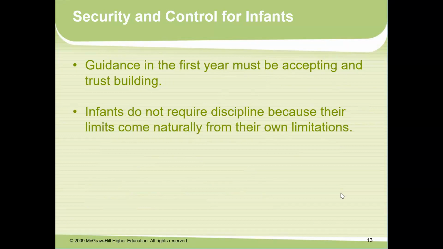Security and control for infants. Guidance in the first year must be accepting and trust building. That's what you do for the first 6 months, really trying to gain the child's trust. Infants do not require discipline because their limits come naturally from their own limitations. You can never spoil an infant. Never. Ever, ever, ever. Cognitively, they're unable to be spoiled. They cannot manipulate you.